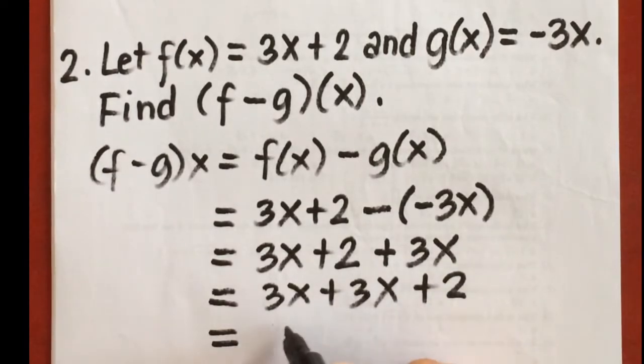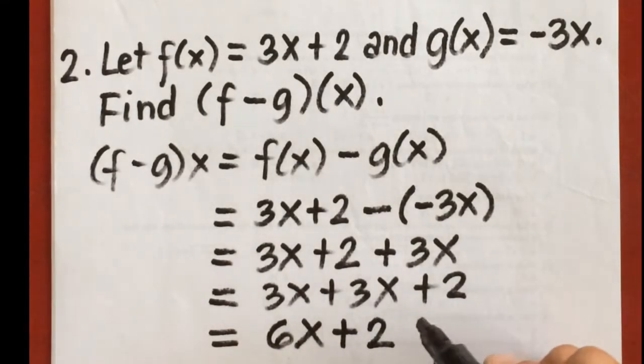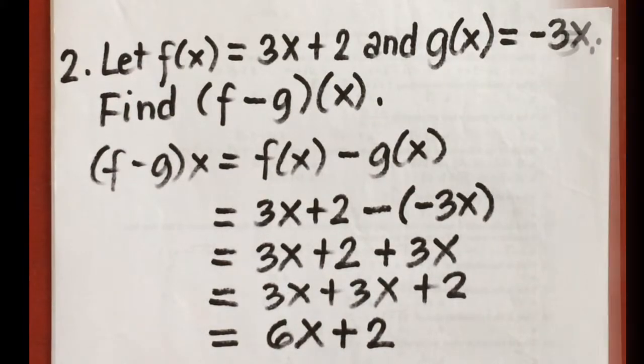3x plus 3x is 6x. Then we're going to copy plus 2. So the answer is 6x plus 2.